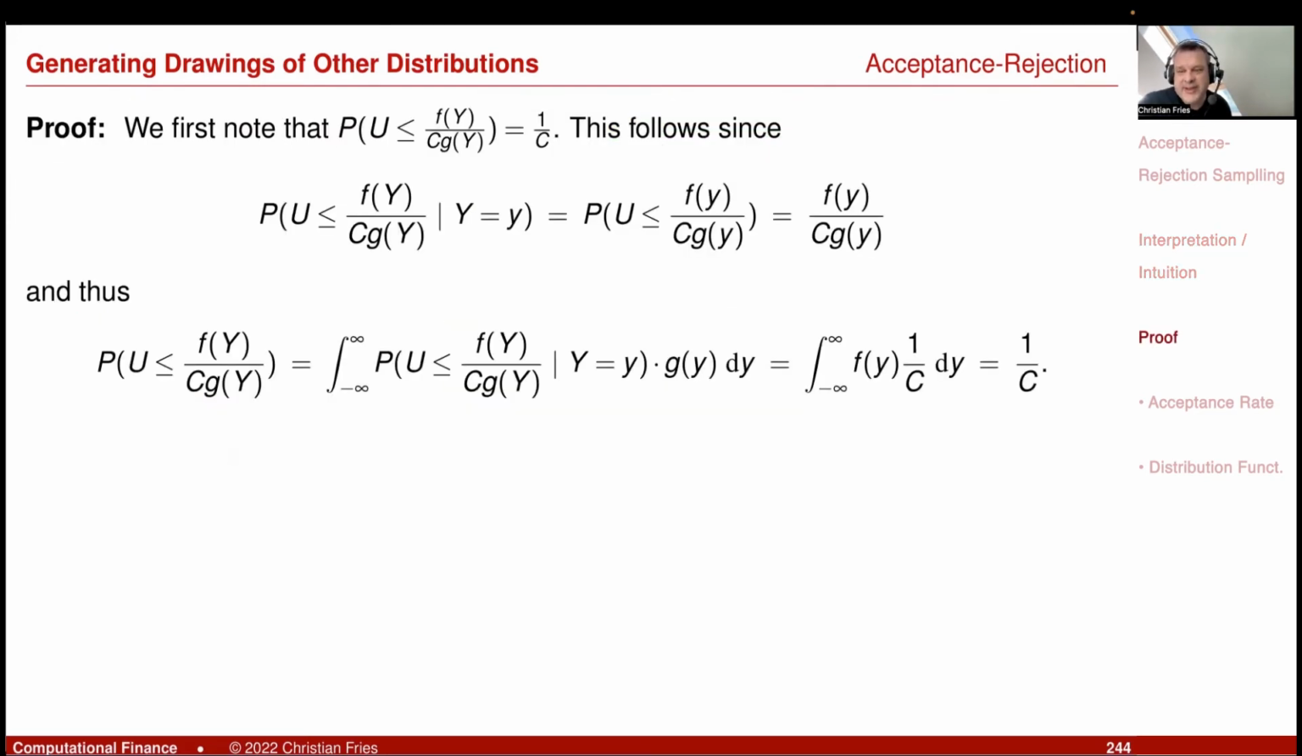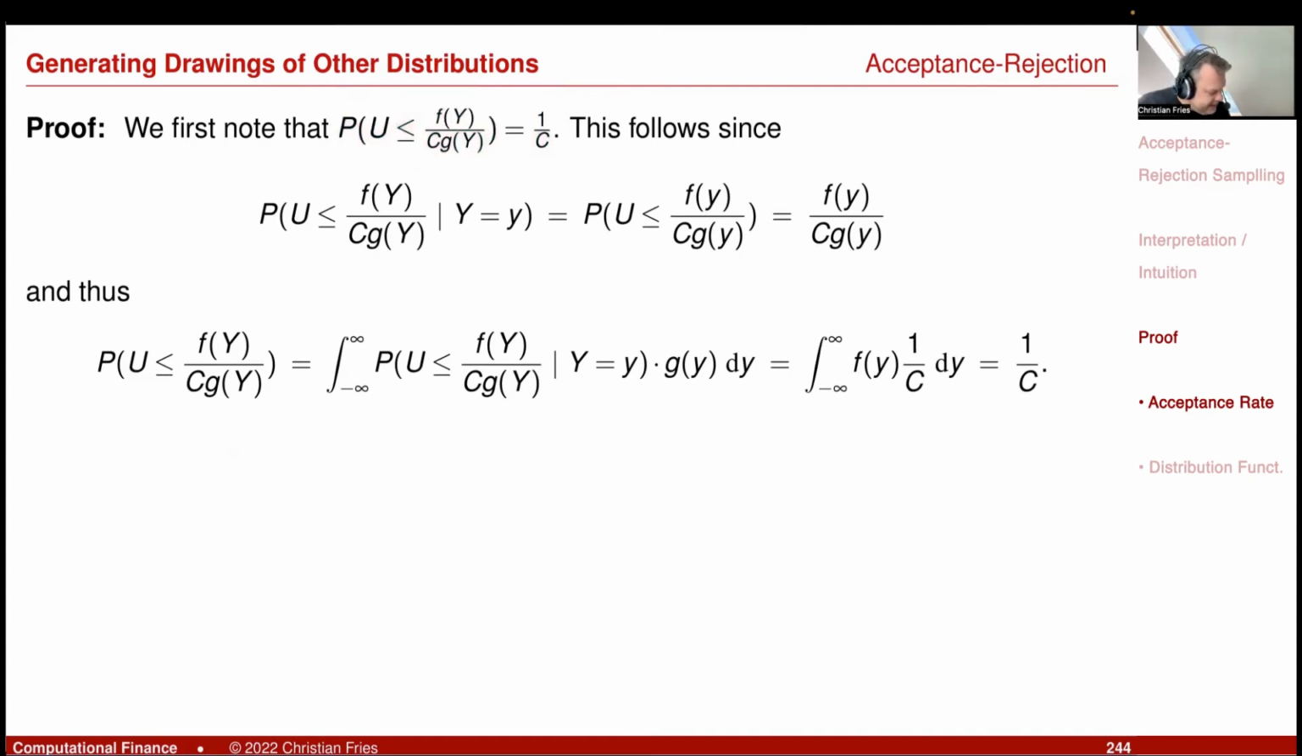So let's prove this method. Let's prove that this filtering leads to an F-distributed random variable, and the proof will also give you more intuition about what's going on. So first note that the probability that U is less or equal to f(Y) divided by C times g(Y) is 1 divided by C.